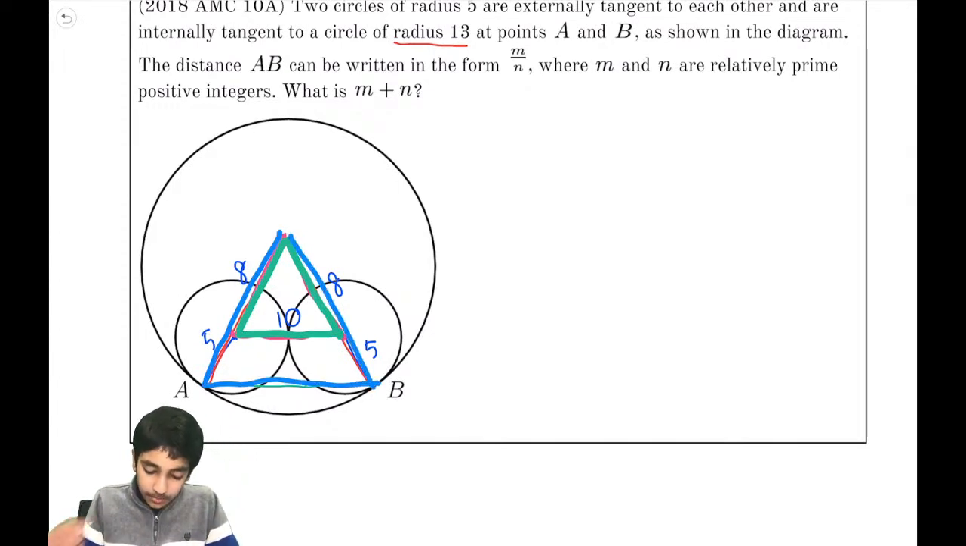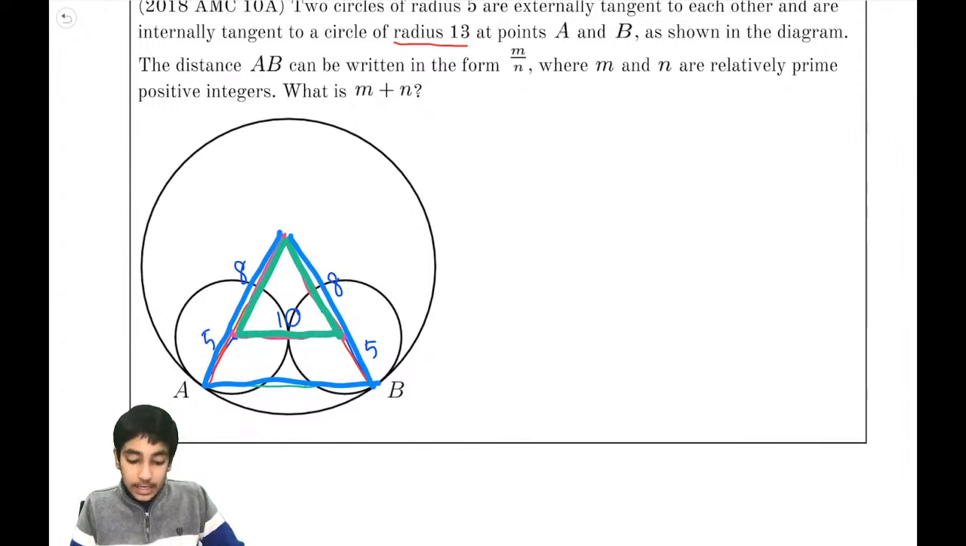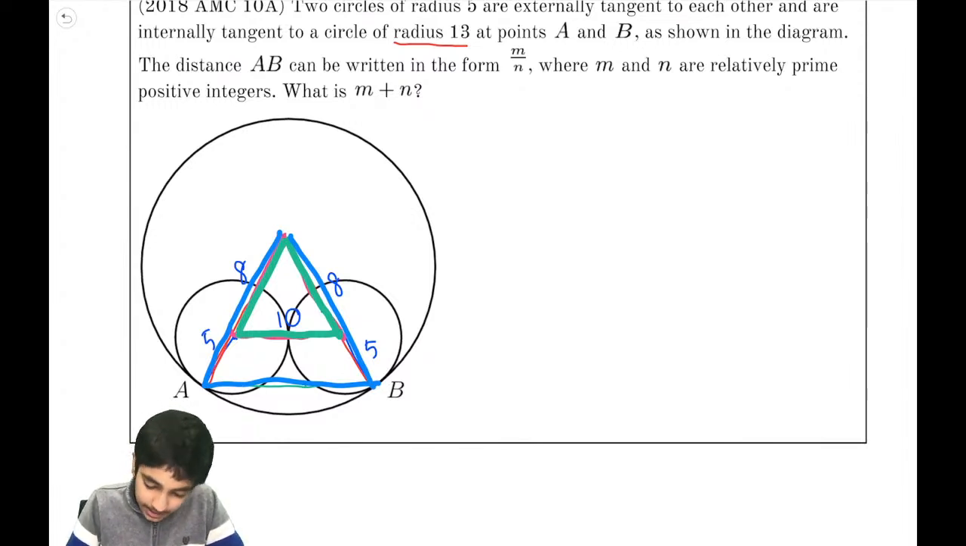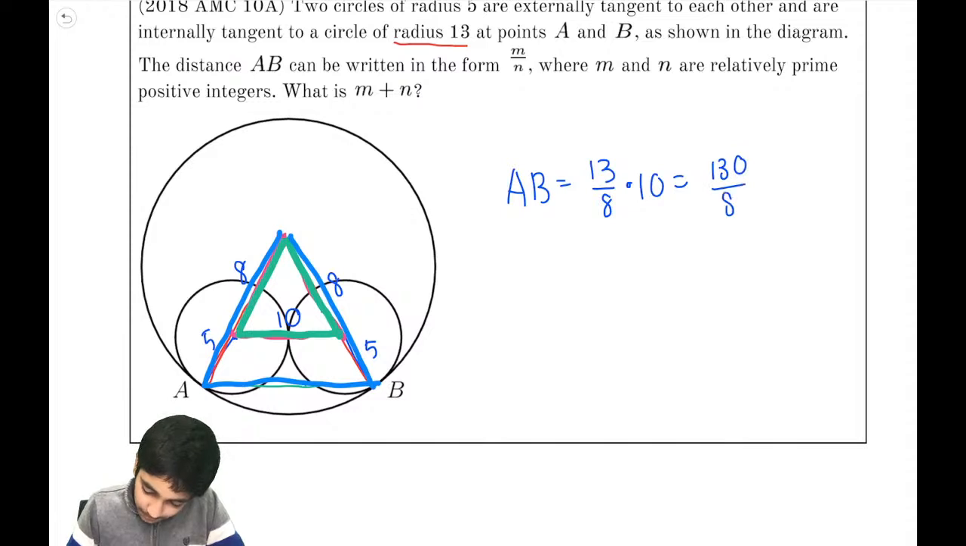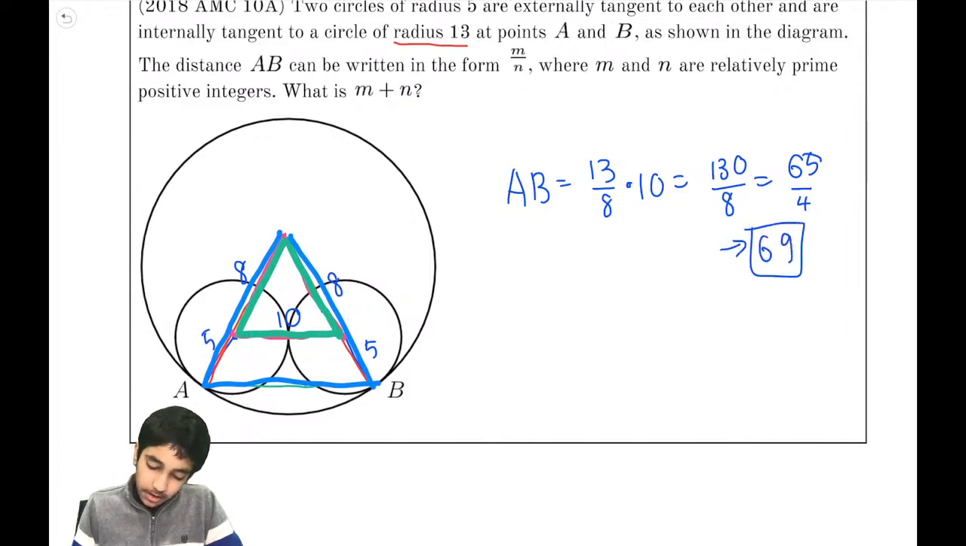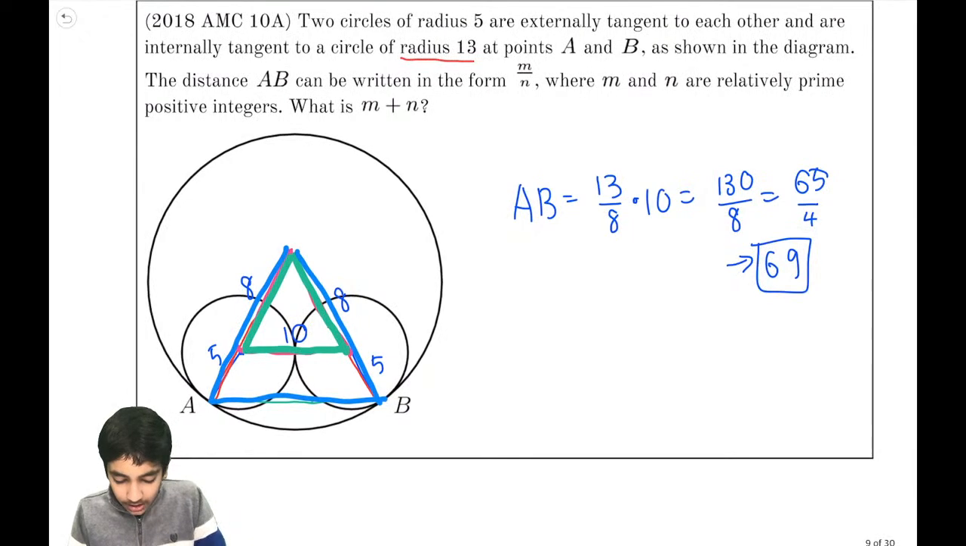This green triangle and blue triangle are similar, by a ratio of 8 to 13, meaning that side length AB will be equal to 13 over 8 times 10, which is equal to 130 over 8, which is equal to 65 over 4. So that means the answer is just going to be equal to 69 because it's asking for the sum of the numerator and denominator. So again, the key idea was looking at the radius, drawing the useful radii, because we cannot draw all the radii. Draw the useful radii that give us actual information that will help us. Use that, find information about the triangle, and then the problem is pretty straightforward with similar triangles.